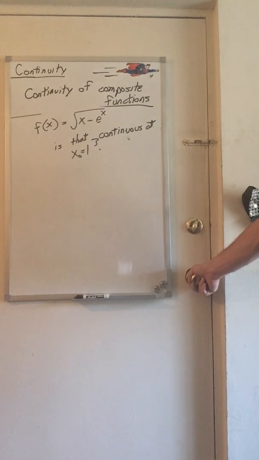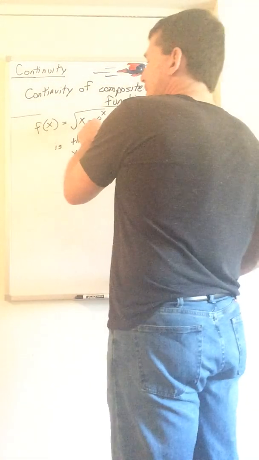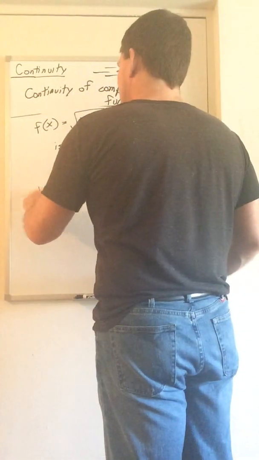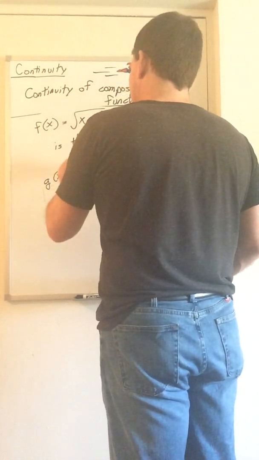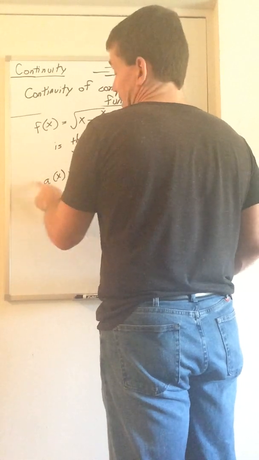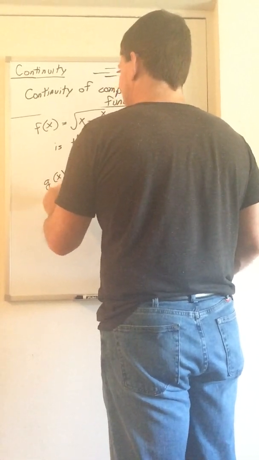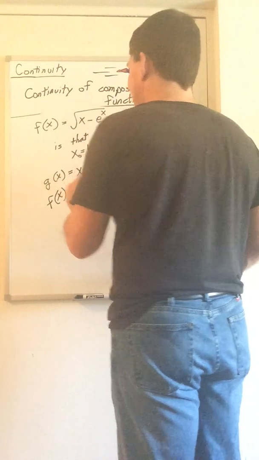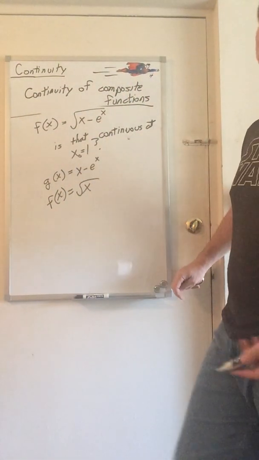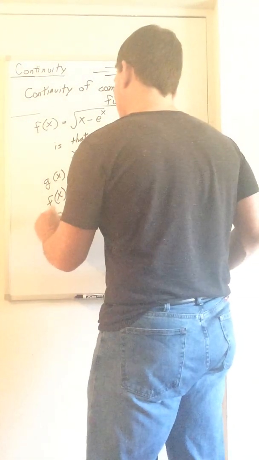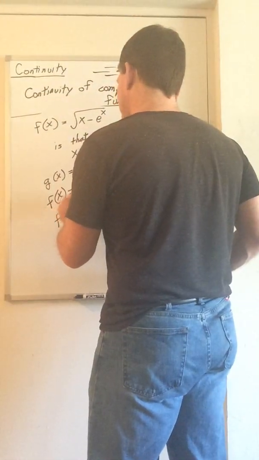So what do I have to do? First, I have to rewrite this as two functions. So clearly my inner function, g of x, will be x minus e to the x. My outer function, f of x, will be the square root of x. Because then when I plug this in there, I get the square root of x minus e to the x, and I'm good. So now I have my composition, f circle g of x.